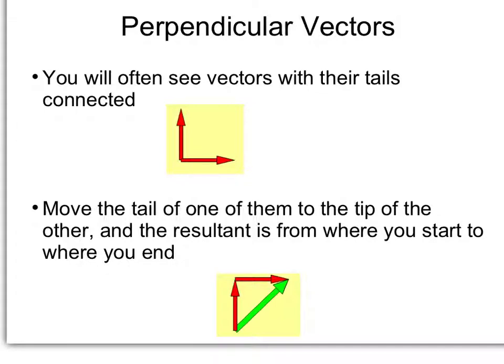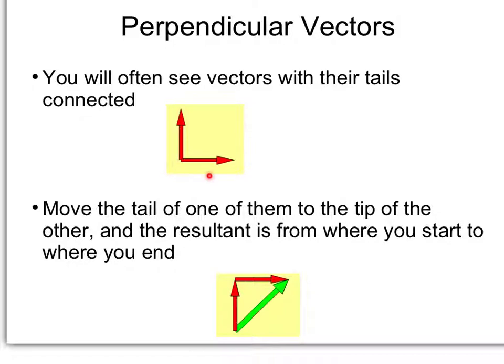Now vectors don't always act in the same or opposite direction. Here we can see two vectors that are acting perpendicular to one another. So there may be a force, this one may be acting north, this one acting east, and we are seeing the two vectors with their tails together, and you'll often see that in problems or in drawings in textbooks.